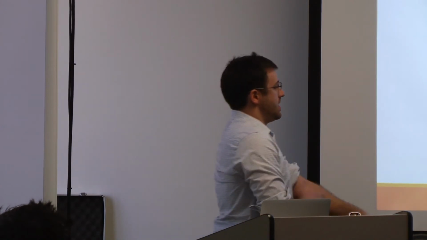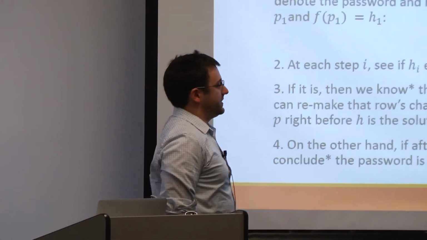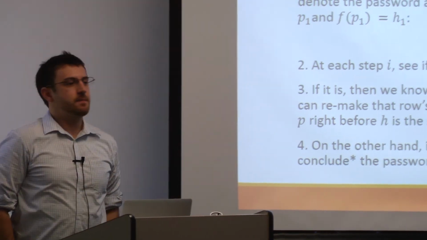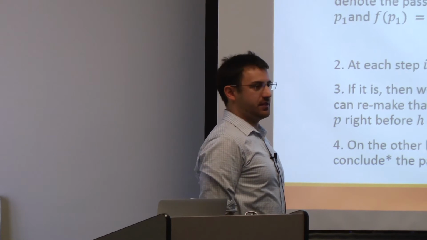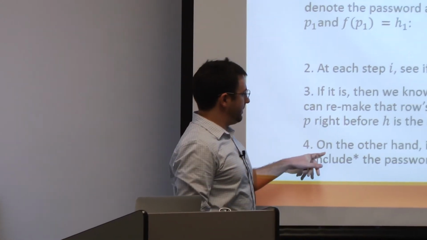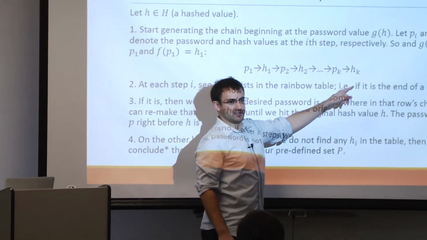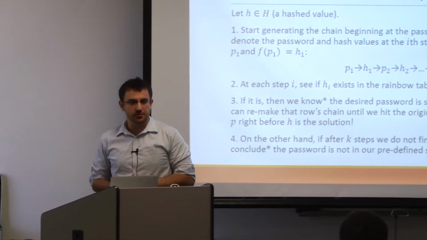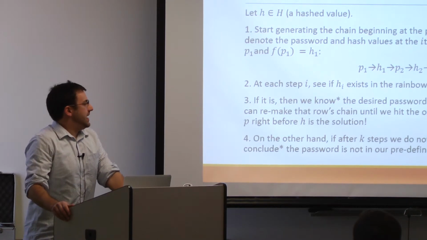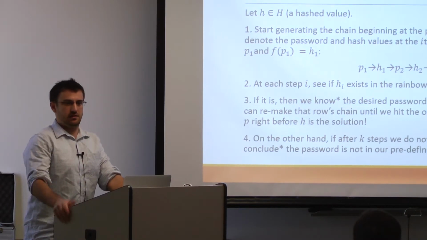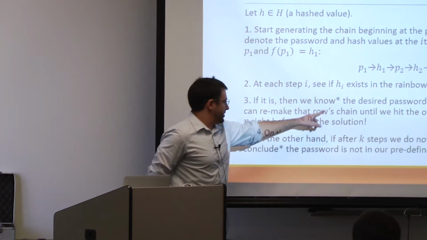On the other hand, suppose again, capital P is the set of all 4-character long passwords. It'd also be helpful to know if the password that we're looking for isn't 4 characters. And so if after k steps, none of the hashed values exist in the rainbow table, then we can conclude, star caveat, take note, that the password is not in that set of passwords. So pay attention to these 2 stars.